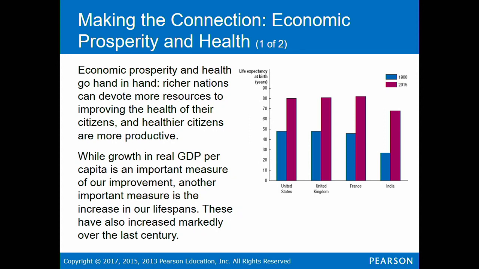This shows some of the major nations, some of their increases in life expectancy. So you see the United States increasing over the past 100 years, 115 years. See large increases in the UK and France, and then India, more than doubling their life expectancy over this time. So we see when we have these increases in real GDP, when we're able to produce more goods and services, it has a very strongly positive effect on our lifespan.